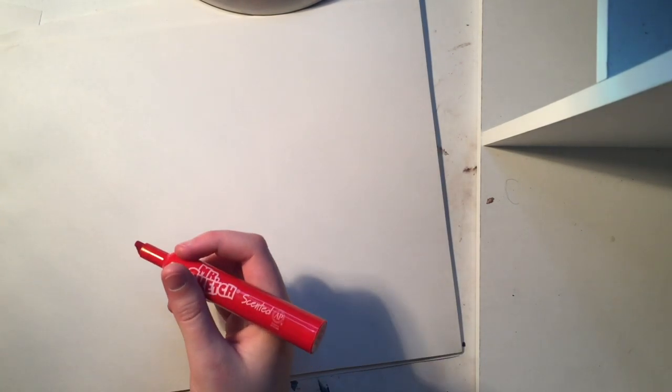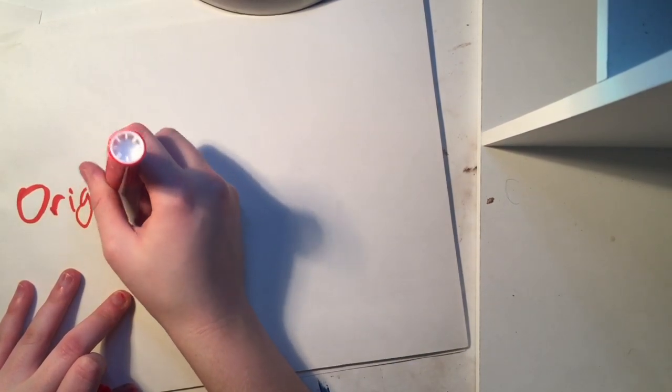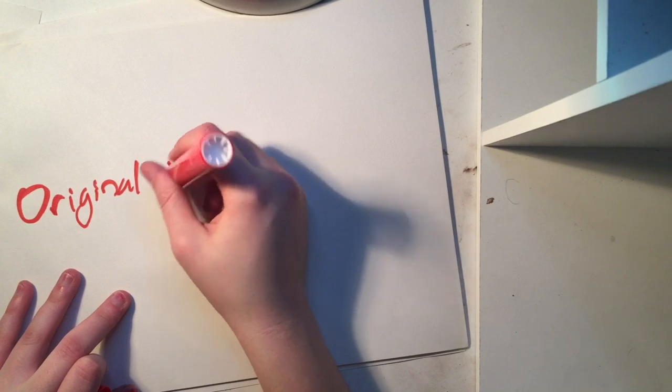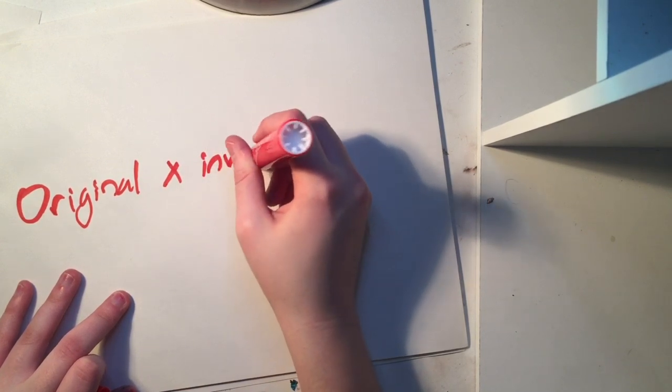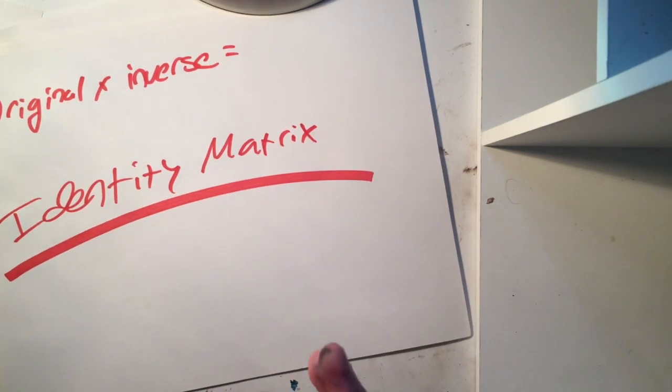And the special thing about inverses is when you multiply your original matrix by its inverse, the original times its inverse gives you the identity matrix.